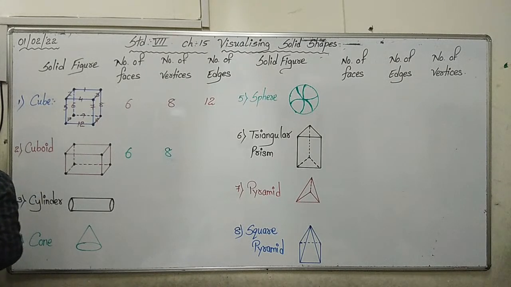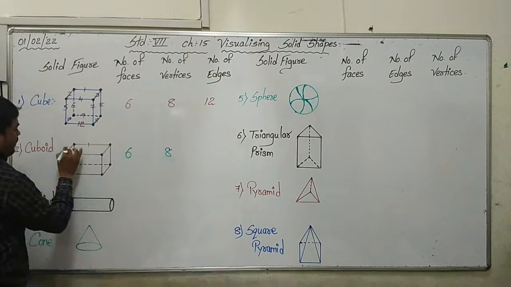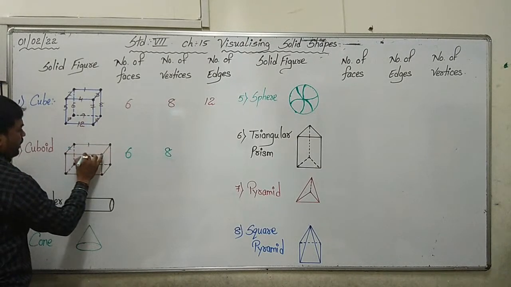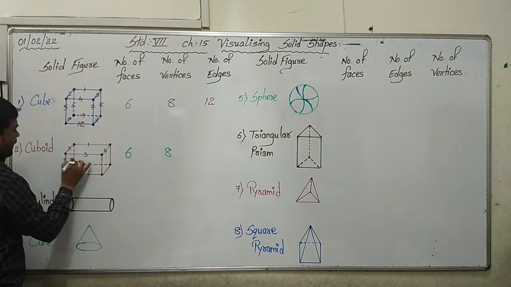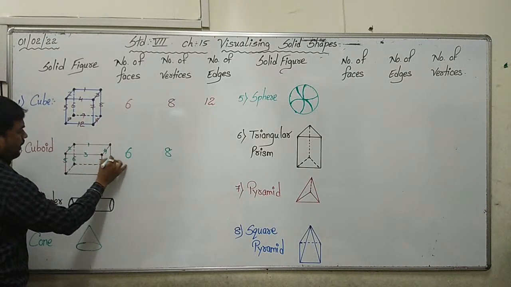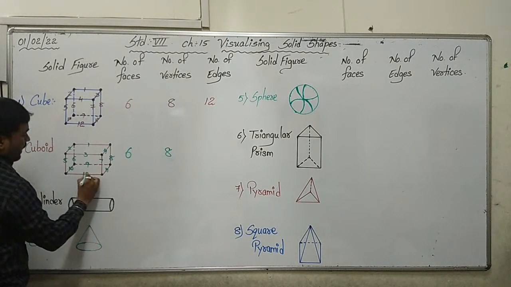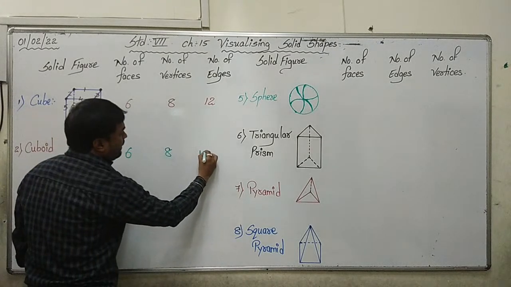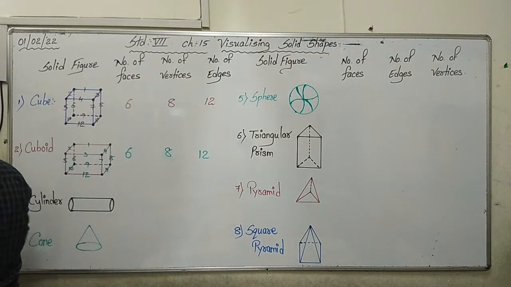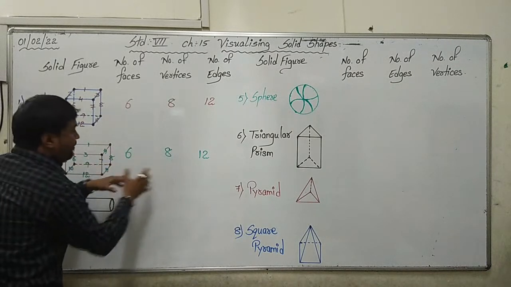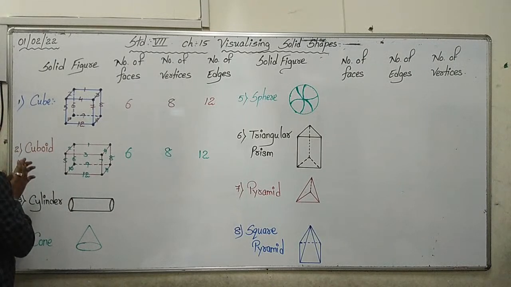And if I want to talk about the edges, edges means line segments. Again, start: 1, 2, 3, 4, 5, 6, 7, 8, 9, 10, 11, and 12. So how many edges are there? 12 edges are there. So we can say that all the elements of a cuboid are the same as those of a cube.